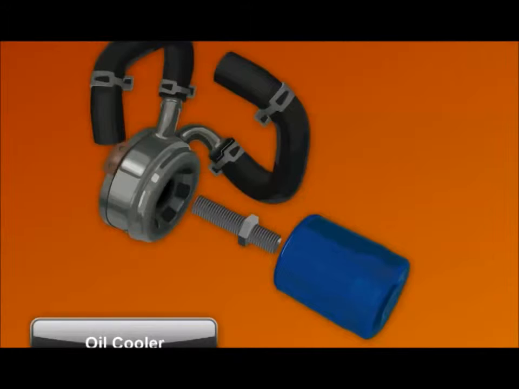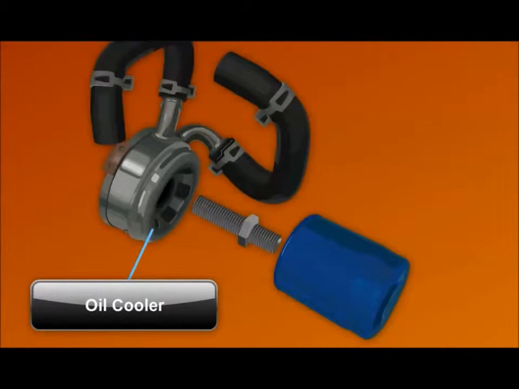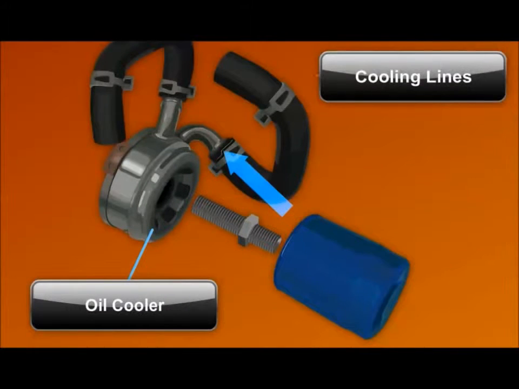Some engines use an engine oil cooler at the filter to transfer heat into the cooling system. One coolant line delivers coolant to the oil cooler, while a second line sends the coolant and heat into the engine water jacket.